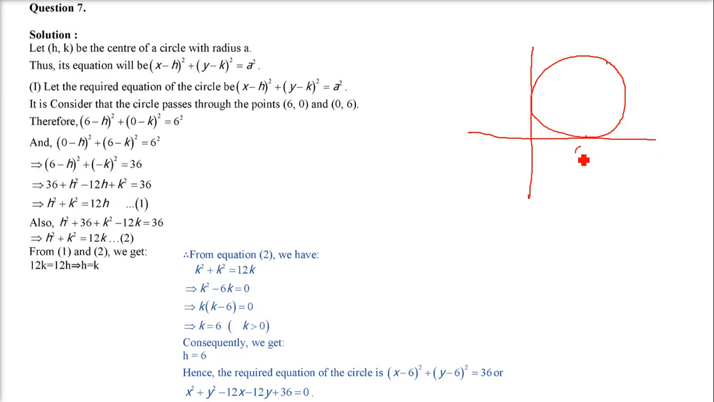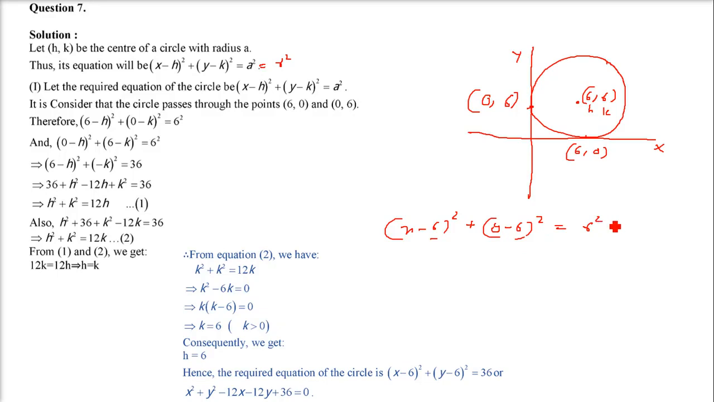So the x will be 6. Y of course is 0 here on the x-axis. Here also same thing, but here y will be 6, x will be 0. And if you join this, you'll see the center will be at 6, 6. We know the formula, x minus h whole square plus y minus k whole square equals r square or a square. So x minus 6 whole square plus y minus 6 whole square, this is h and k, equals 6 square. When you open this, this is going to be the final equation.